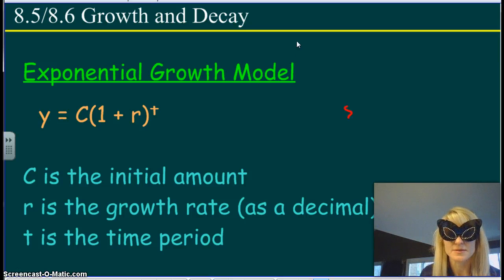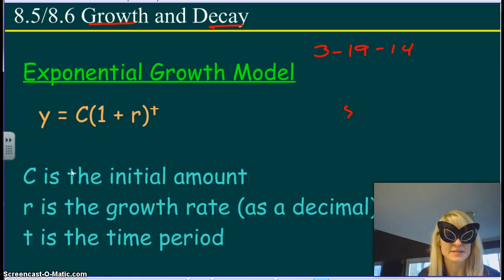Okay, back in business. So today is 3/19/2014. We want to title this Growth and Decay, and this is the exponential growth model. So we need to know this equation: Y equals C(1 plus R)^T. And you can see C is the initial amount.